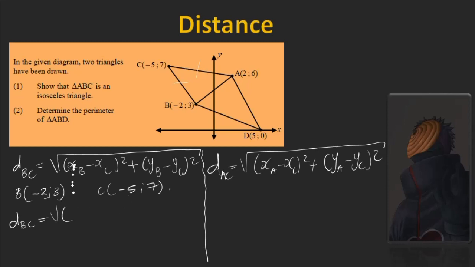So substitution, my x at B is how much? It's -2, minus my x at C, which is how much? -5. So which makes this a +5. You saw what happened there, right? And here my y at B is 3 minus my y at C, which is 7, and I also square that. So here the distance of BC is going to be equal to 5 units.